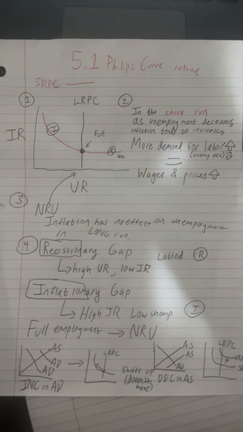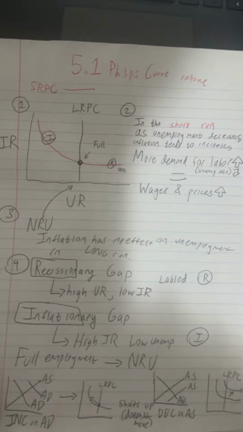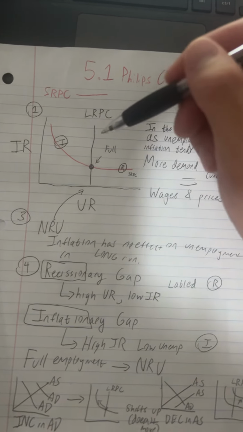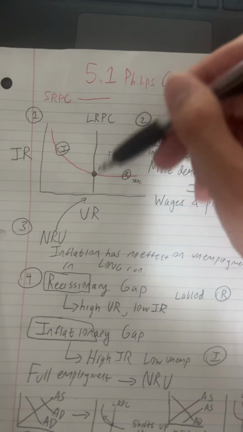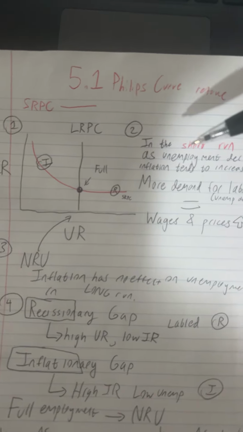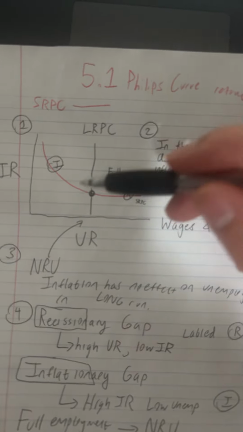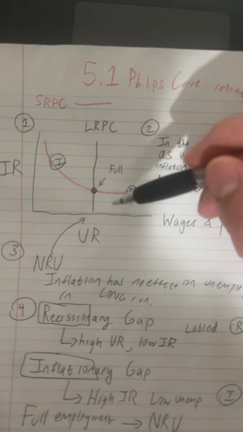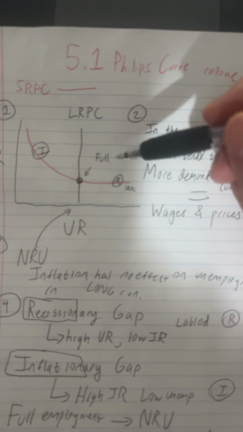Hi, this is my 5.1 Phillips curve retake. So to start off, this is the long run and short run Phillips curve, where the LRPC is this vertical line and the SRPC is this red line right here. The natural rate of unemployment is displayed where the LRPC intercepts the SRPC.